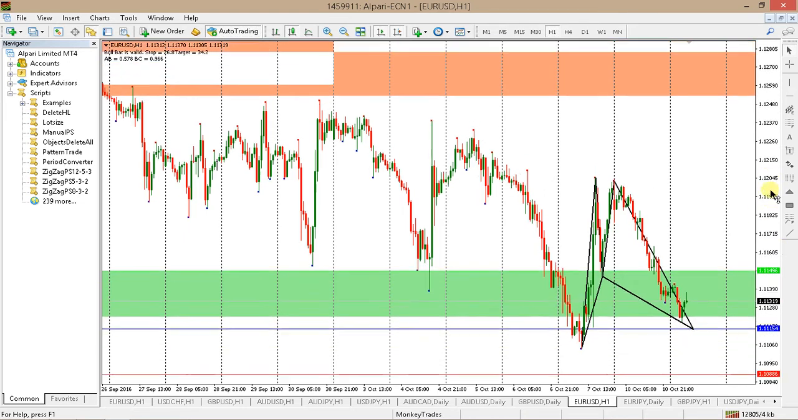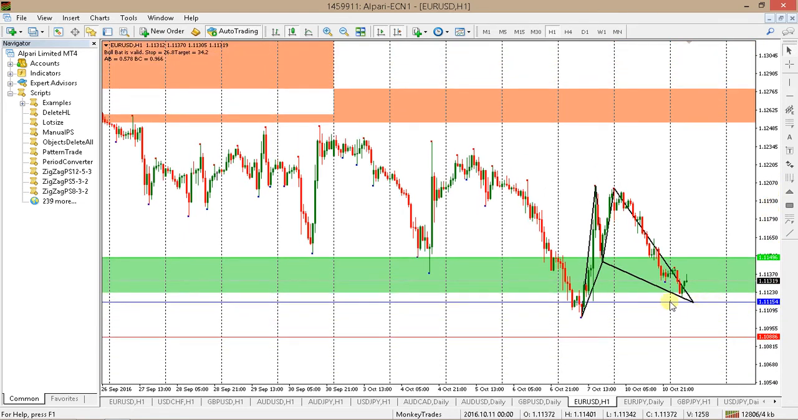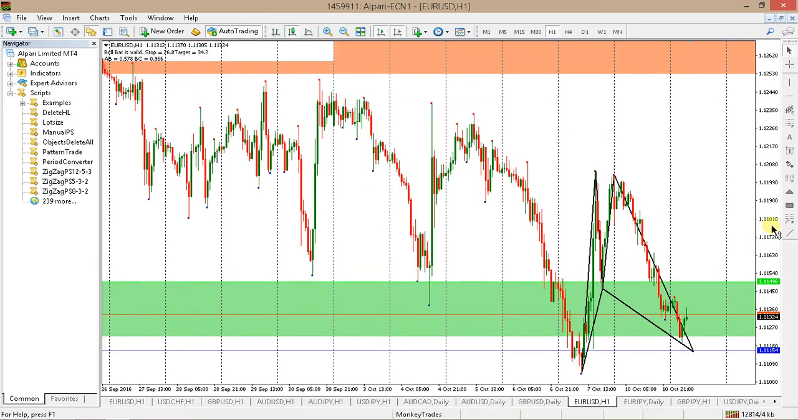Pay attention to these lines as well. The blue line means the potential entry, the red line is stop loss, and the green line is the take profit, which is 382 of A to D retracement. Okay, let me scan the market if we have something else.